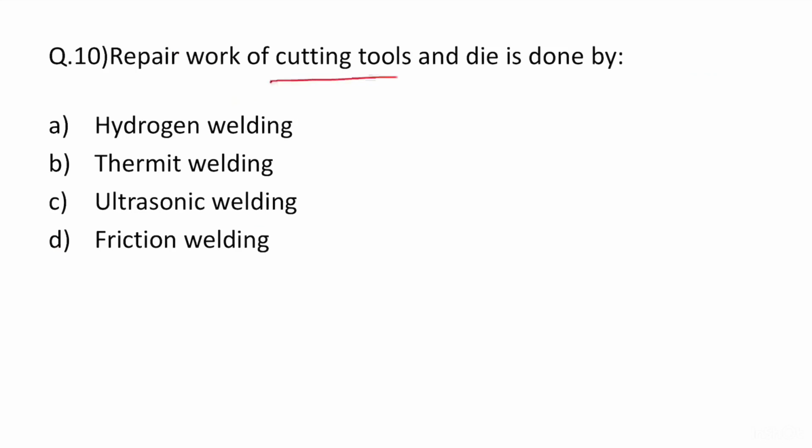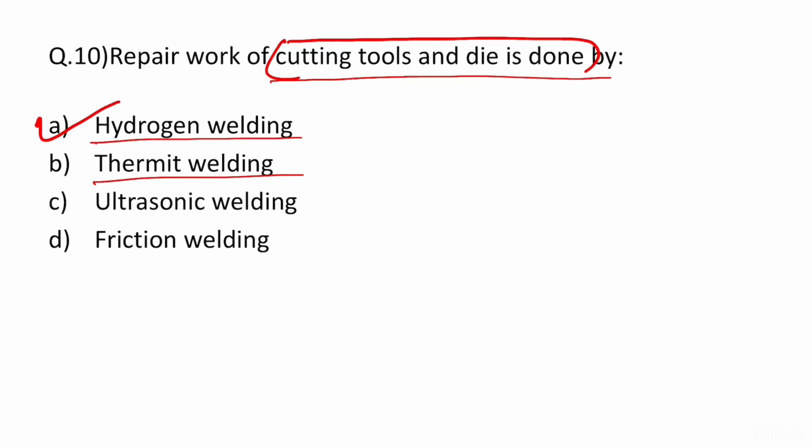Repair work of cutting tool and die is done by. Okay, so whenever you see the cutting tool and die, the answer is always hydrogen welding. Okay, don't go for the thermit welding or ultrasonic or friction welding. If you see the cutting tool and die, just take the hydrogen welding.